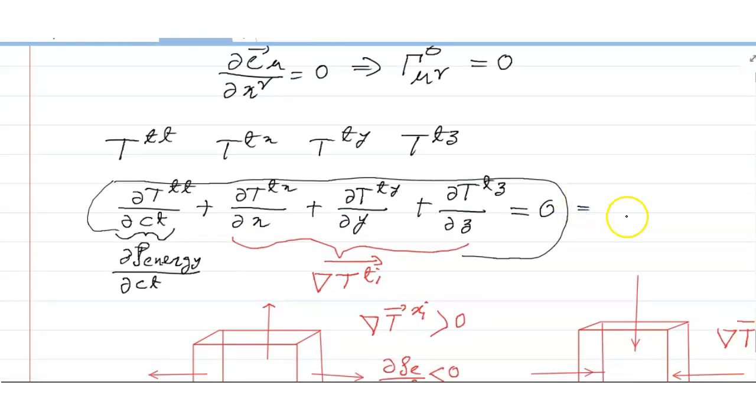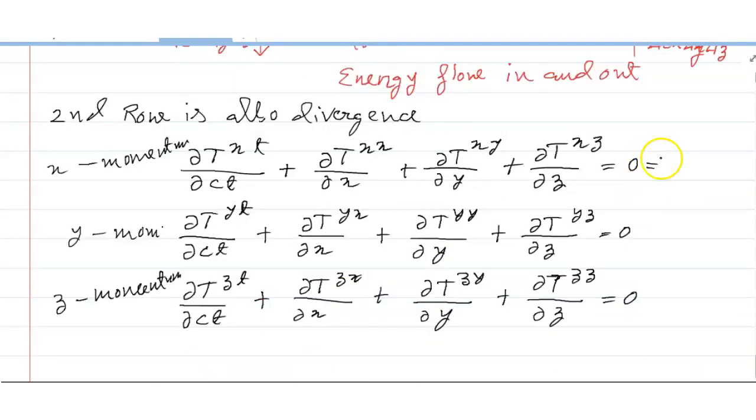It can be represented this way: del nu T t nu, and the second equation is del nu T x nu. Sorry, this is the y nu, not this is x nu, y nu equals del nu T z nu.